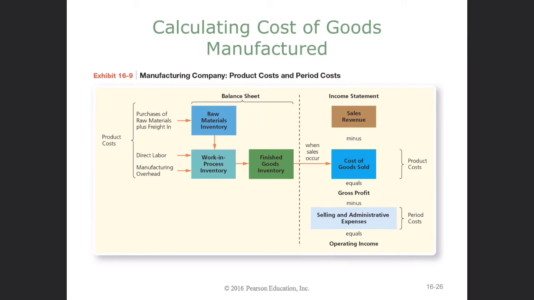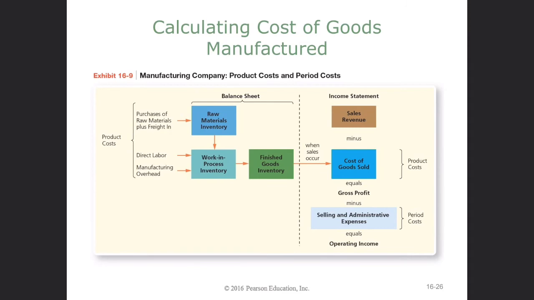So we sold it for $100 and it cost us $20 to actually put it all together. So we're going to have $20 sitting in our cost of goods sold because that's what the cost was. We sold it for 100, so we have 100 here, minus the $20 for the cost of goods sold, gives us an $80 gross profit. And then if we had any selling and administrative expenses, we would see those here in our period cost area. We would subtract those out, and we would end up at our operating income.